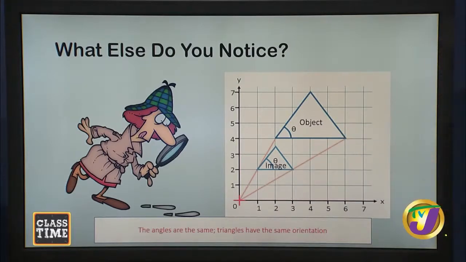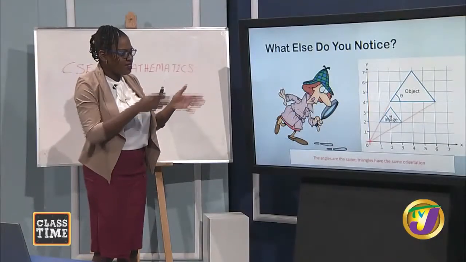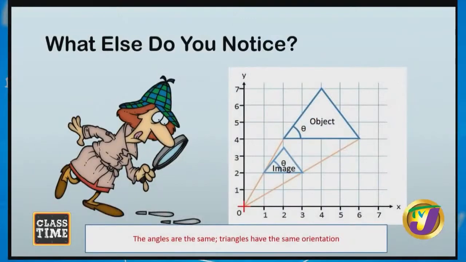I'm seeing 2 new symbols on this diagram. What are these symbols called? We're looking here at theta, the angle symbol. Basically what this is saying is that this angle on the image is the same as the angle in the object. Yes, the angles will remain the same, even though the sizes of the two shapes are not the same.